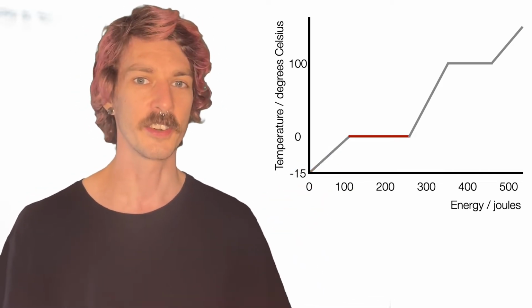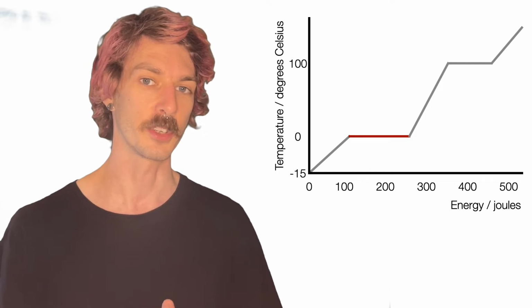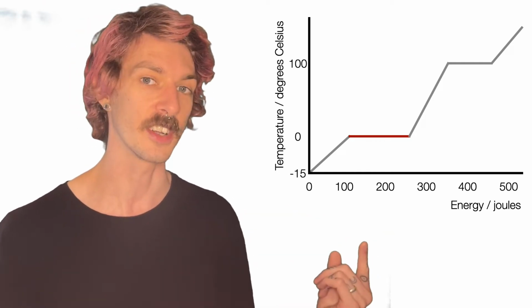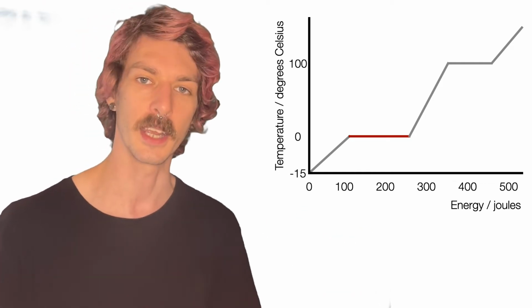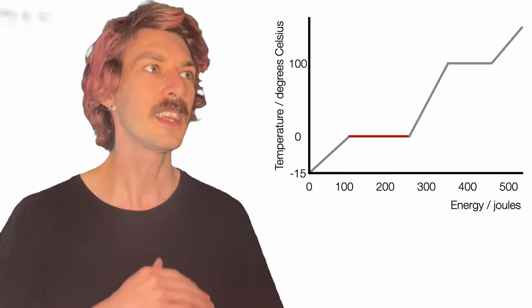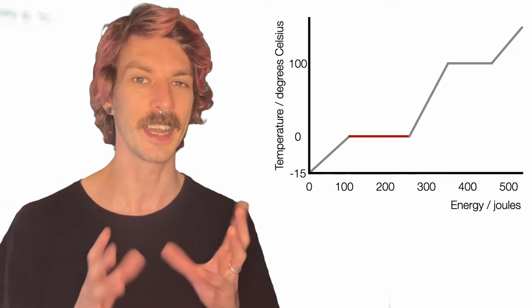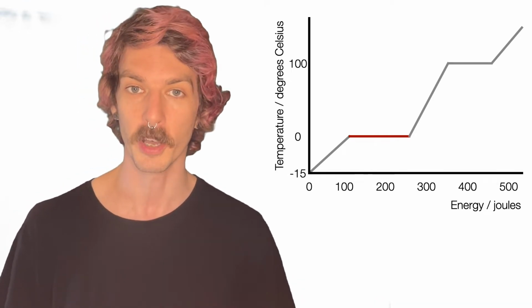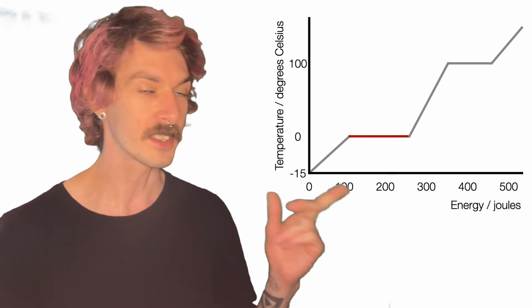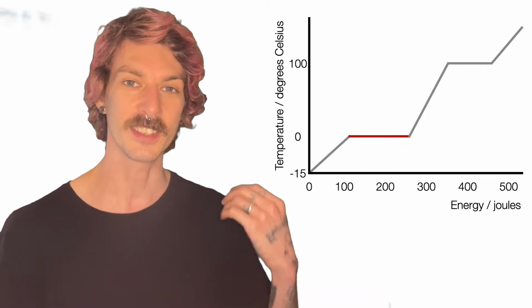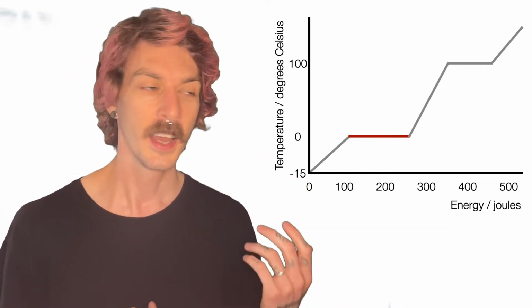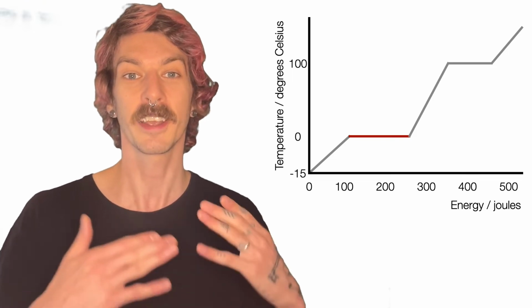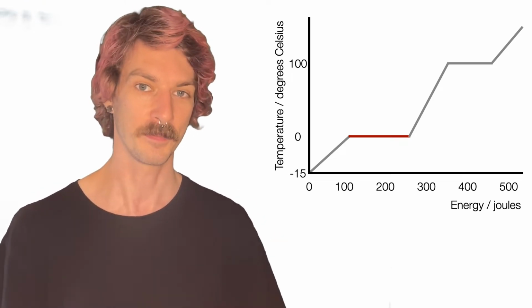We could work out the specific heat capacity of the ice. When the ice gets to 0 degrees, it stops increasing in temperature. You can see that as the energy increases, now the temperature is remaining constant. So if the temperature is not increasing, that means the kinetic energy of the particles isn't changing. That means the potential energy between the particles must be changing. So obviously what's happening here is it's changing state. The ice is melting.